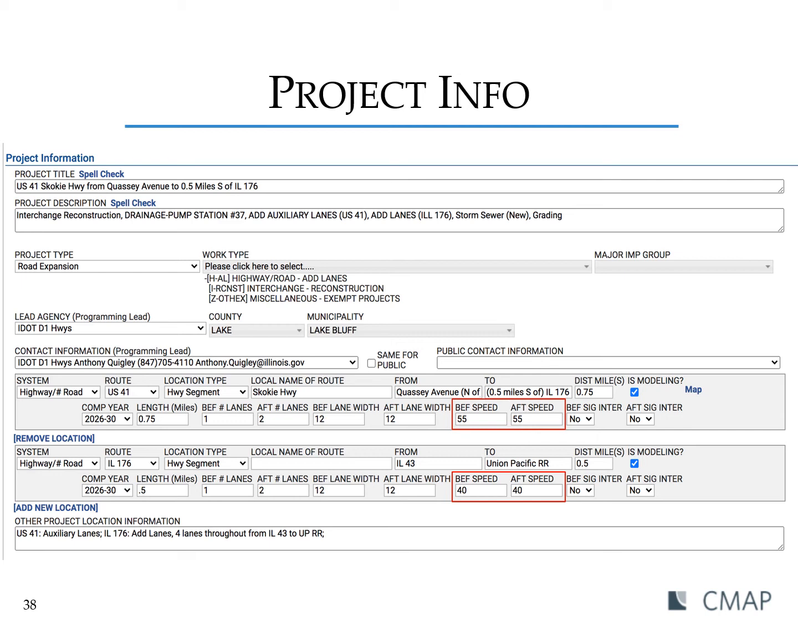And then for location information, projects should be divided into segments based on changes along the route, such as speed and number of lanes. The Map and Documents tab, which we'll discuss later, should also provide useful information in order to check that this location section has been filled out accurately.